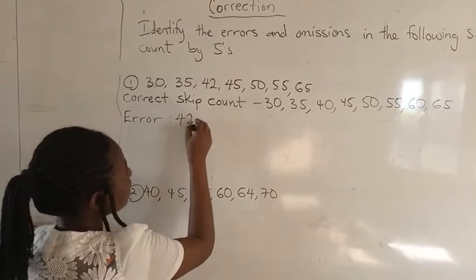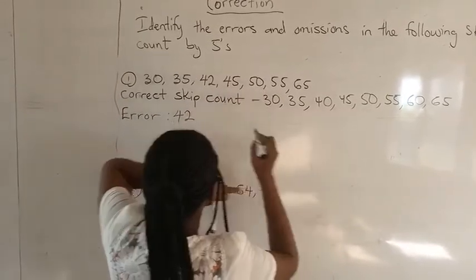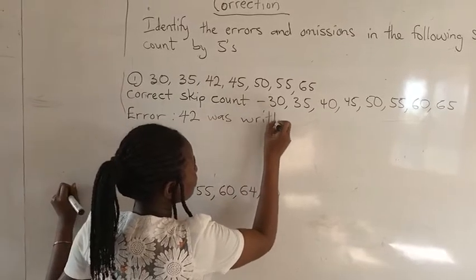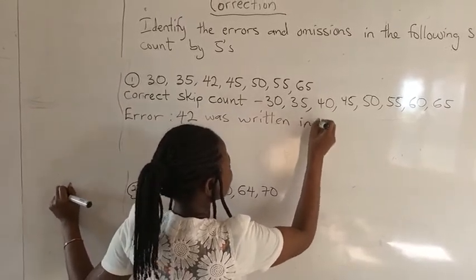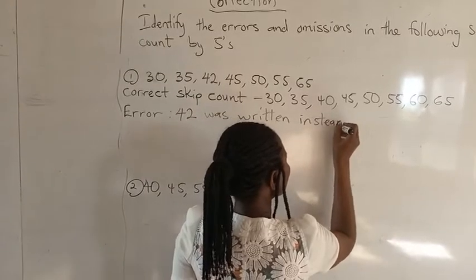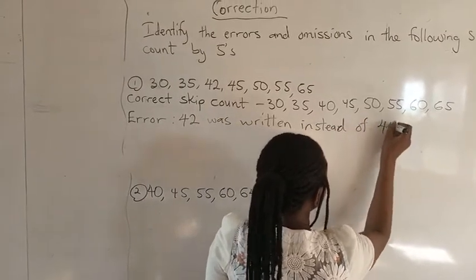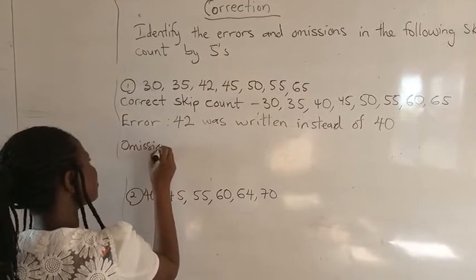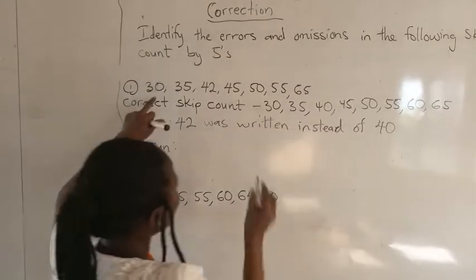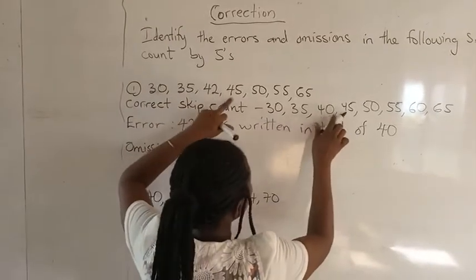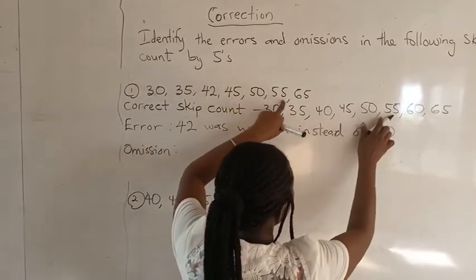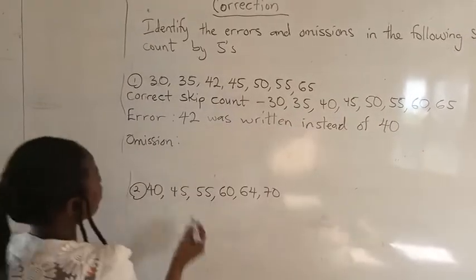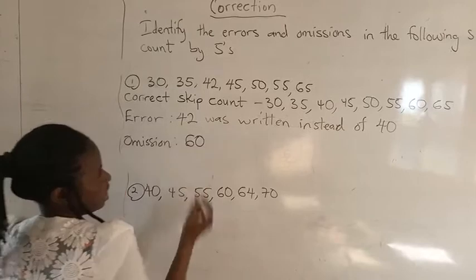So 42. Let's see, do we have any other error? No. So 42 was written instead of 40. Okay, let's look at the omission. We have 30, 35, 40, 45, 50, 55, 60 is not here, but we have 65. So 60 was jumped. Therefore, 60 is the omission.